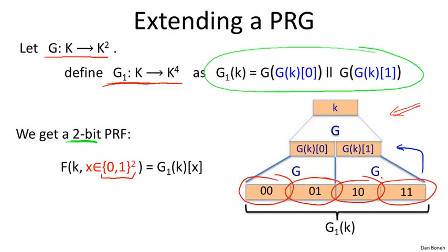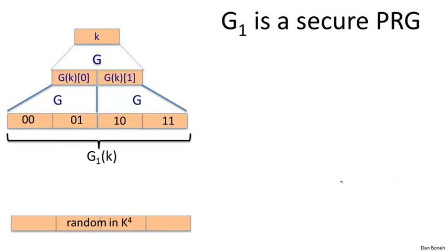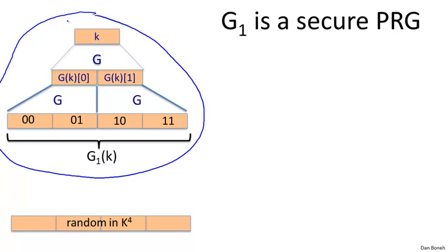So now we have a PRF that takes 4 possible inputs as opposed to just 2 possible inputs as before. The question you should be asking me is, why is this G1 of k secure? Why is it a secure PRG? That is, why is this quadruple of outputs indistinguishable from random? Let's do a quick proof of this. We'll just do a simple proof by pictures. Here's our generator that we want to prove is secure. What that means is we want to argue that this distribution is indistinguishable from a random 4-tuple in K to the 4th. Our goal is to prove that these 2 are indistinguishable. Well, let's do it one step at a time. We know that the generator is a secure generator.